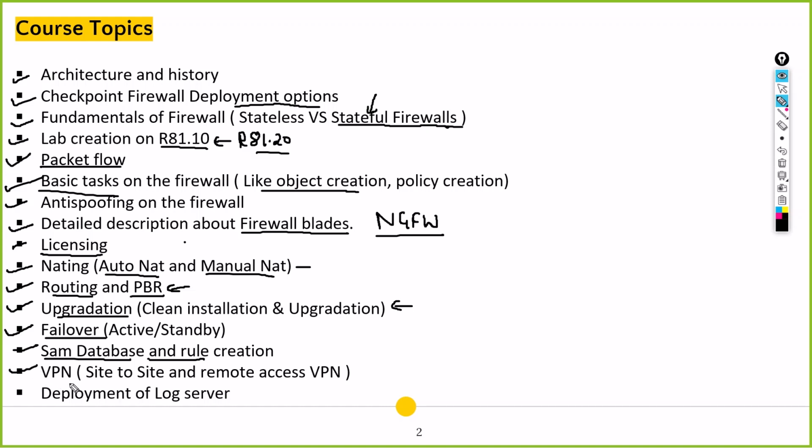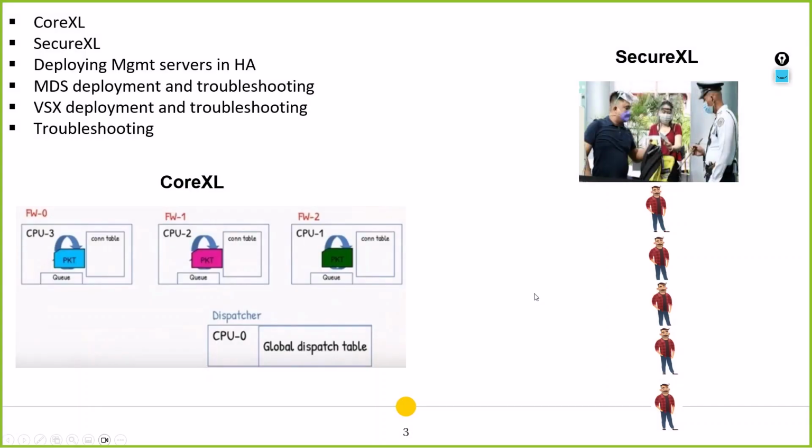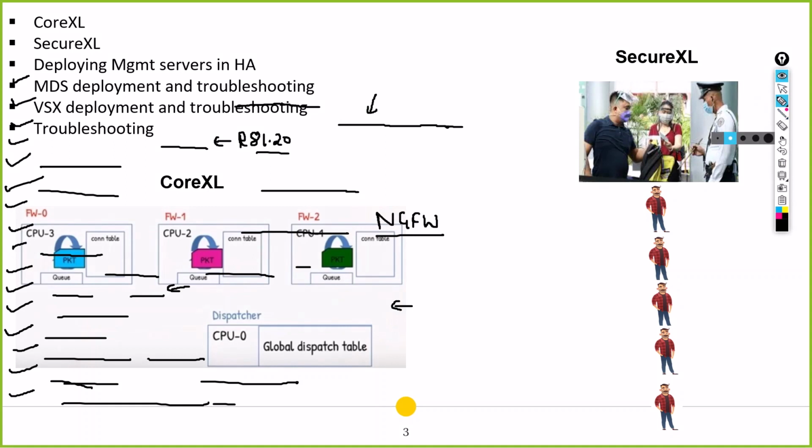Then we'll cover VPN stuff, how to create VPN on Checkpoint, and remote access VPN. Then deployment of a log server: firewalls send logs to the management center, but you can deploy a dedicated device that works as a log server. This is mostly used by big companies who generate a large number of logs on a regular basis.